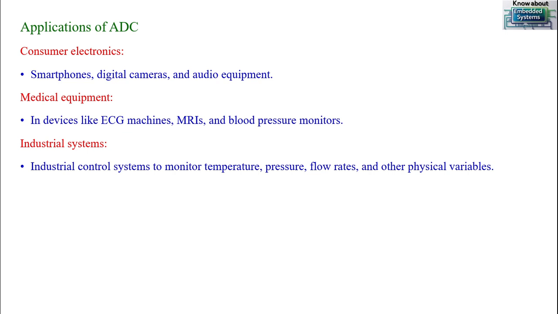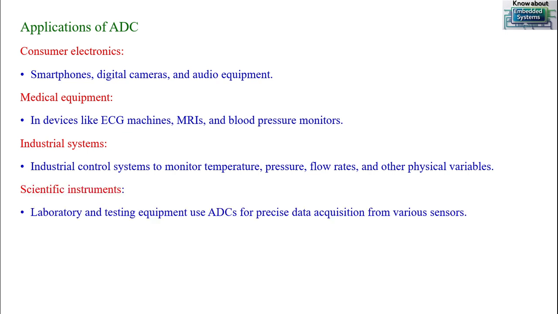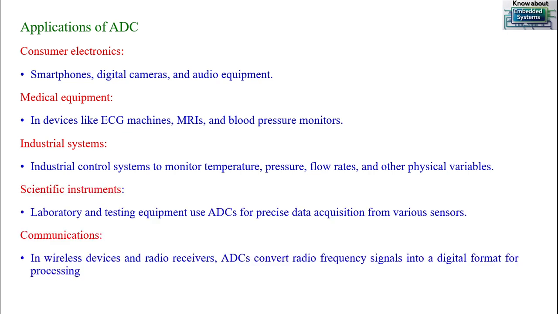In industrial systems, like monitoring temperature, pressure, and other physical variables, and monitoring vehicle speed, all these come under the applications of ADC. Scientific measurements, like in laboratories, whenever you want to measure scientific values in a very precise way, we use ADCs, and finally also in communication. In our day-to-day mobile communications or voice communications, we use ADCs.